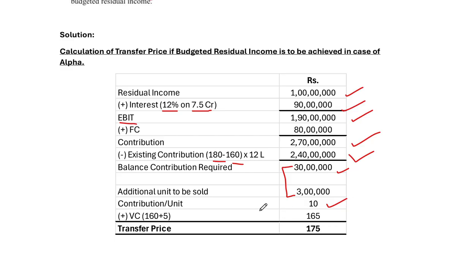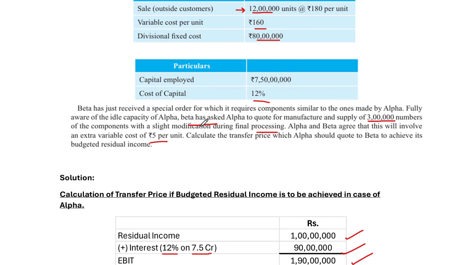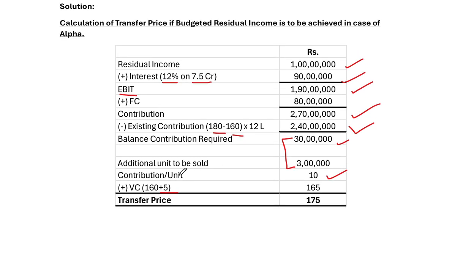Now calculate the cost per unit. Normal variable cost is 160 rupees and extra processing cost. Here we can see extra variable cost is 5 rupees per unit. So our total variable cost will be 160 plus 5, 165 rupees. So now add required contribution, 165 plus 10 rupees. So our transfer price will be 175 per unit. So finally, the transfer price is 175 rupees per unit.